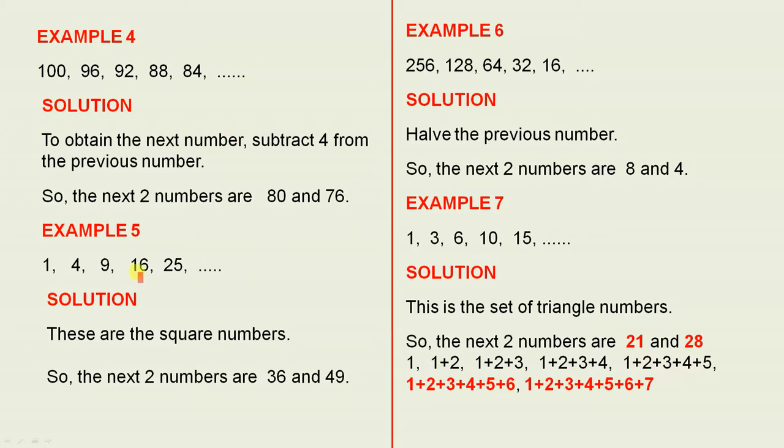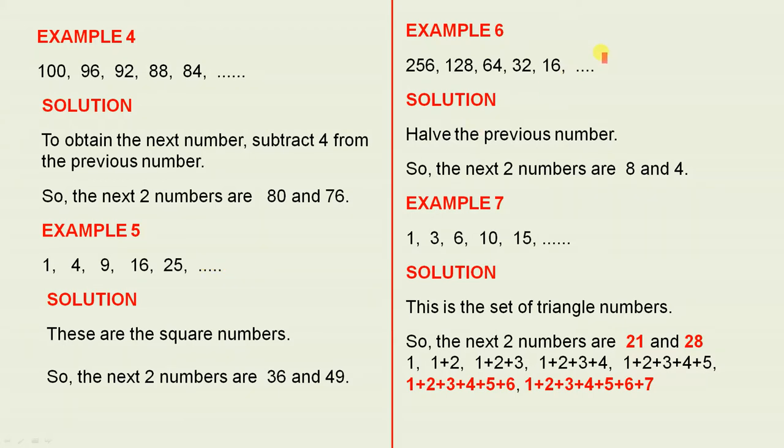Example 5. 1, 4, 9, 16 and 25. The solution. These are the square numbers. So the next 2 numbers are 36 and 49. So that's 6 squared and 7 squared.